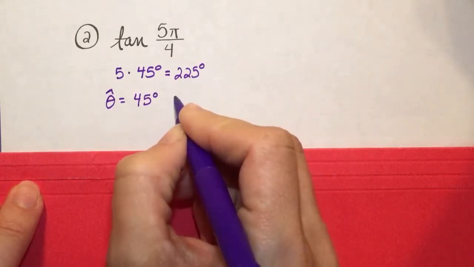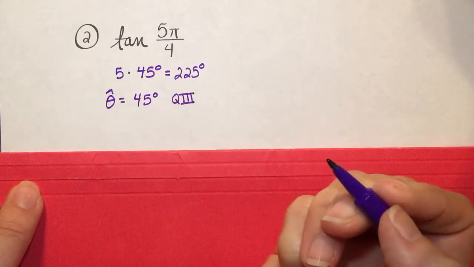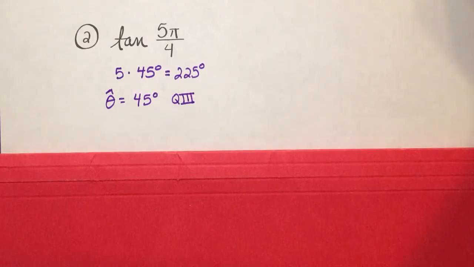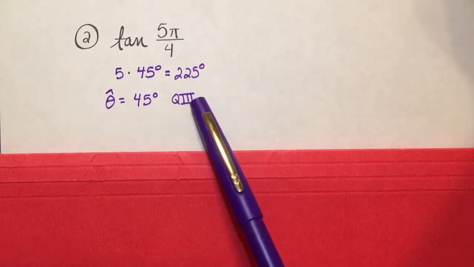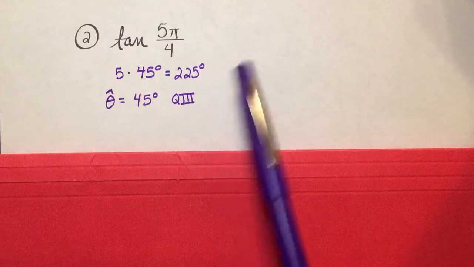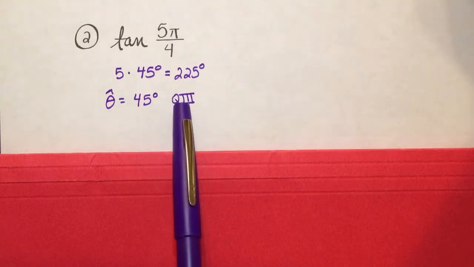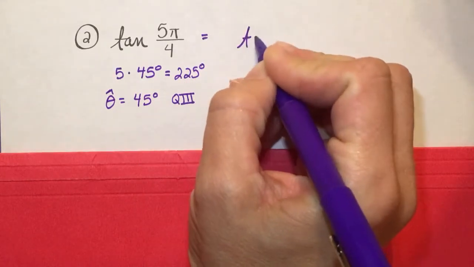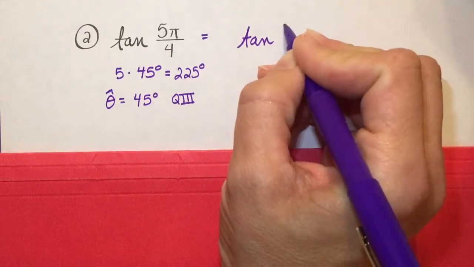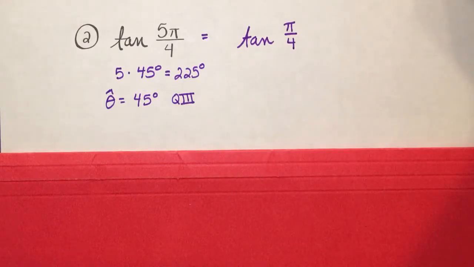And 225 is going to be in the third quadrant, okay? Now again, I'm just wanting to know the 225 just so I'll know for sure what quadrant I'm in. So when I come to rewrite my problem, I'm just going to use the reference angle, and of course I need to know what quadrant. Now, I'm going to rewrite this with tangent 45, but remember 45 is pi over 4 in radians.